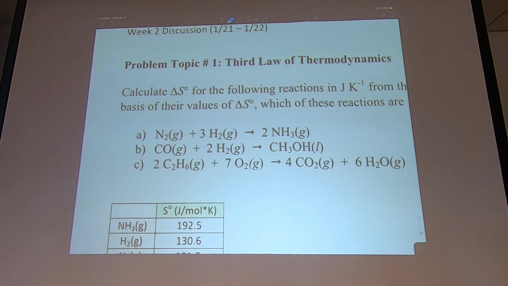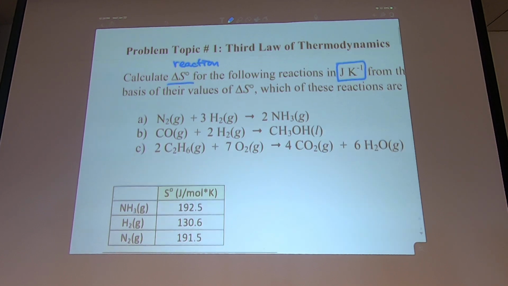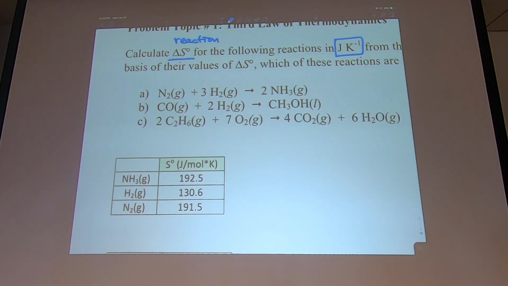Okay, and the entropy has a unit of joule per Kelvin, and they want you to calculate for a particular reaction what your delta S is for the following compound. The first reaction is nitrogen reacting with hydrogen to produce ammonia. And you have to go, and here I provide a table for you. This is a table that you can find in a thermodynamics textbook.